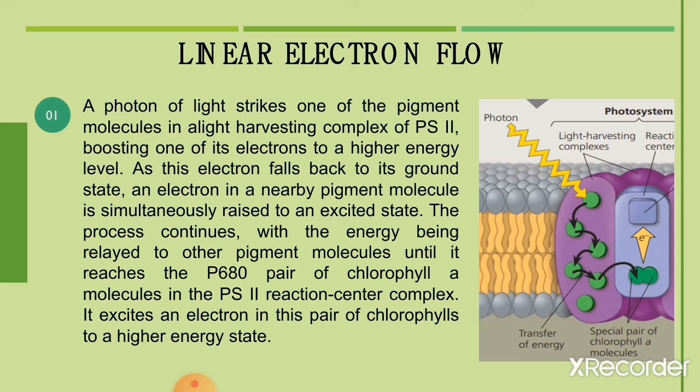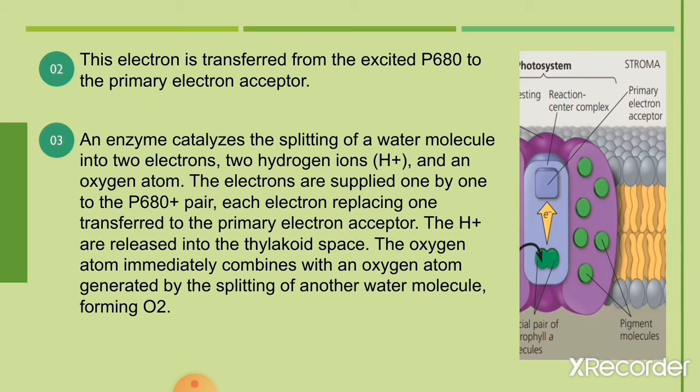So a photon of light is absorbed by the light harvesting complex. As the electron is transferred from one molecule to another, it is being energized until it reaches its excited state. The electron will be transferred to P680, in which the electron will be excited and reach the higher energy level or state. This electron is transferred from the excited P680 to the primary electron acceptor.